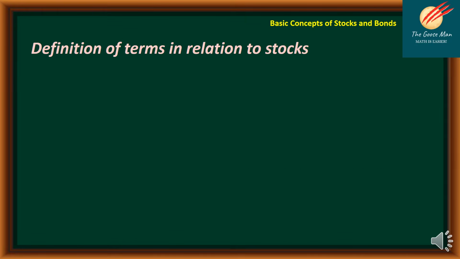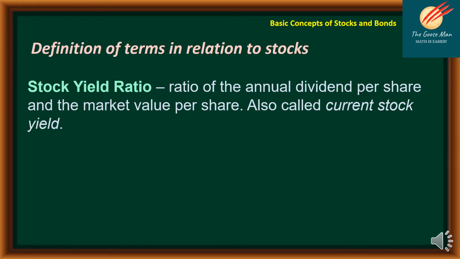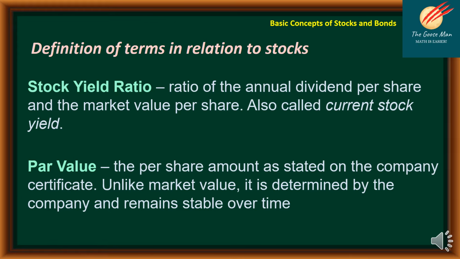Another useful term that we will talk about is the stock yield ratio. This is the ratio of the annual dividend per share and the market value per share. This is also known as the current stock yield. The next one is the par value. This is the per share amount as stated on the company's certificate. Unlike the market value, it is determined by the company and remains stable over time.